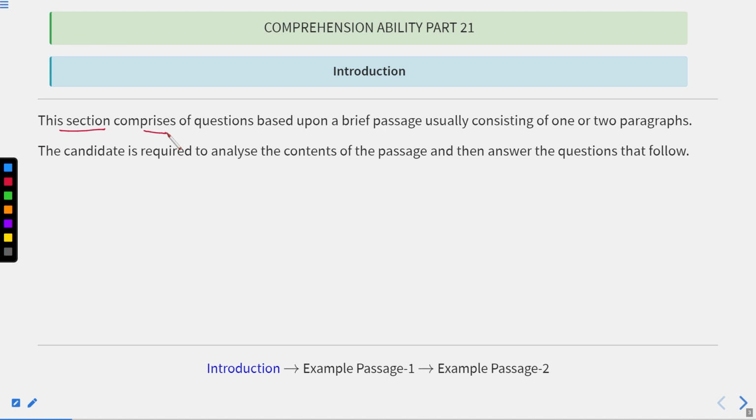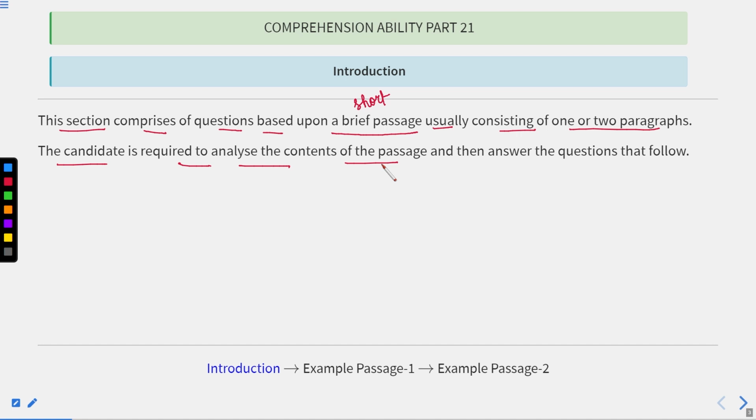Now, this section comprises questions based upon a brief passage. Brief means short passage. The passage will be short, precise, usually consisting of only one or two paragraphs. As you have seen in our earlier passages, there were more than three paragraphs, maybe four paragraphs or more than that as well. But in this session, we will be doing passages which have only one paragraph or maybe two paragraphs as well.